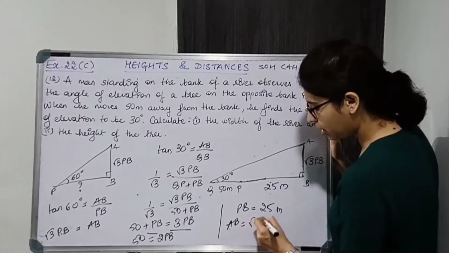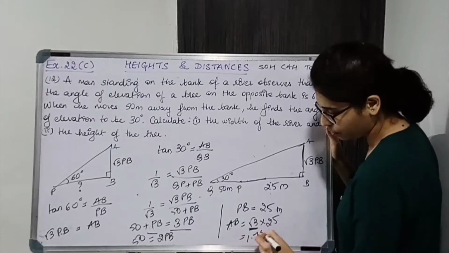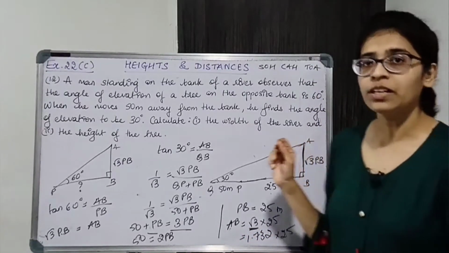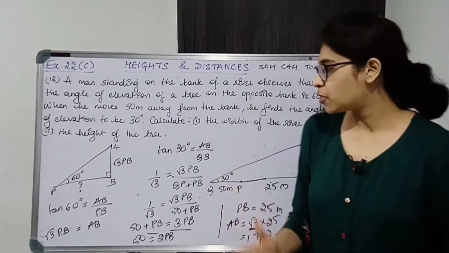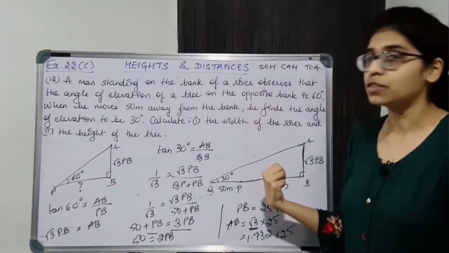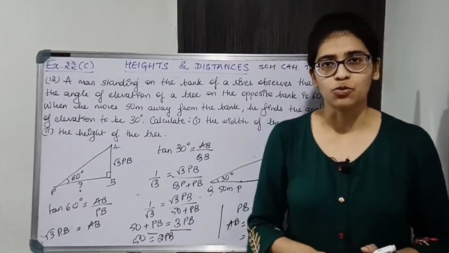AB is √3 into 25. Just solve this. √3 is 1.732 into 25. Just multiply and you'll get the answer. Okay, so it's very easy. First we'll consider the smaller triangle, relate AB and PB, and we'll use that in the bigger triangle. Okay, so now let us write down proper statements and then start with the solution.